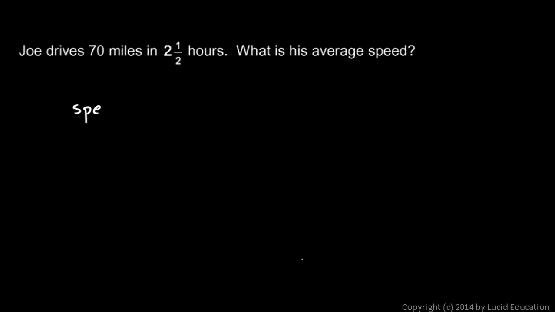Well, the average speed will be distance over time, so that will be 70 divided by 2.5. And the 70 is in miles, and the 2.5 is in hours, so the speed will end up being in miles per hour. Now let's write this in a way that's a little easier to work with. 70 is okay, I'll leave that in the numerator, but down here in the denominator, 2.5, let's change it from a mixed number to an improper fraction. So I do 2 times 2 is 4 plus 1 is 5 over 2. So 2.5 is the same thing as 5 halves.